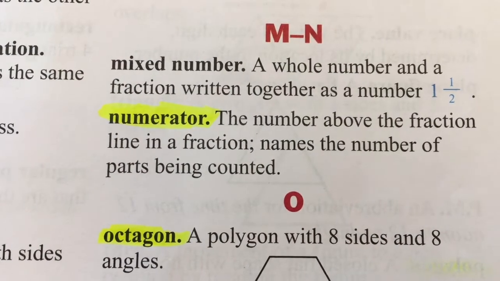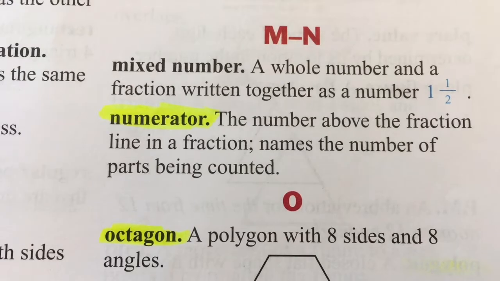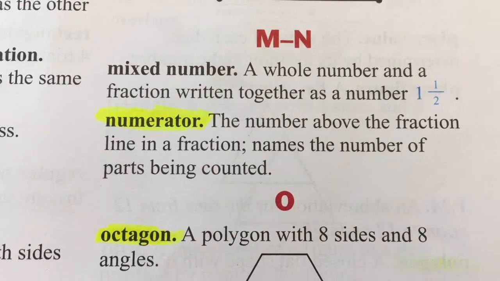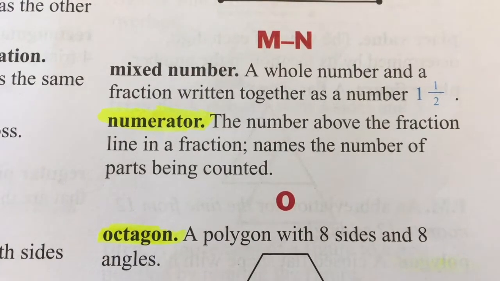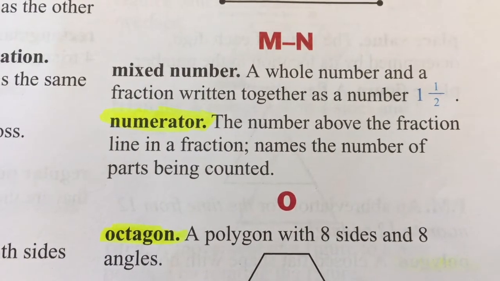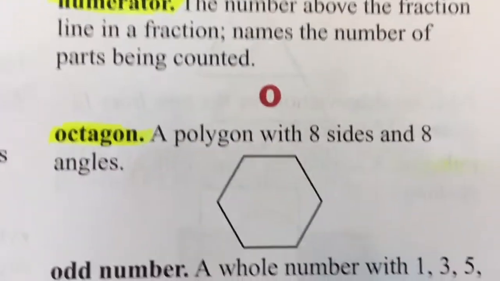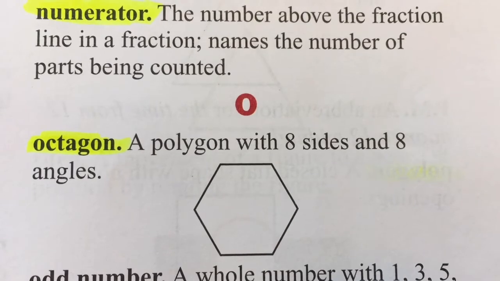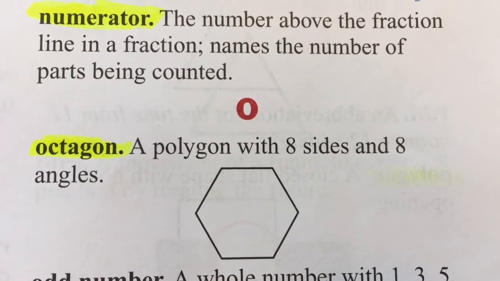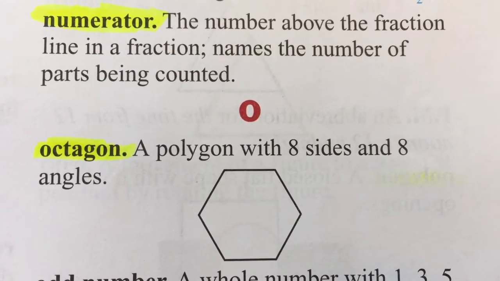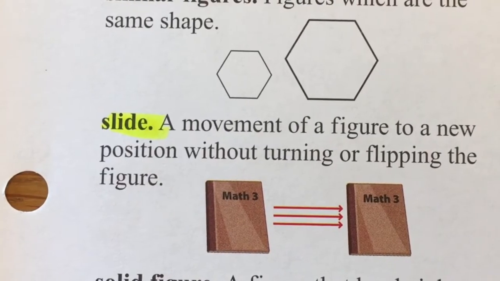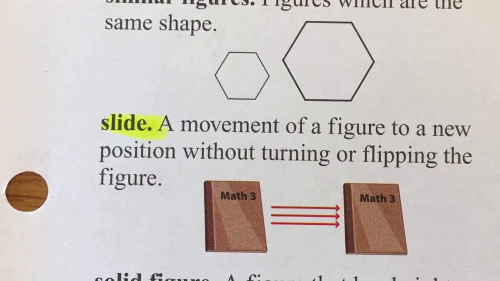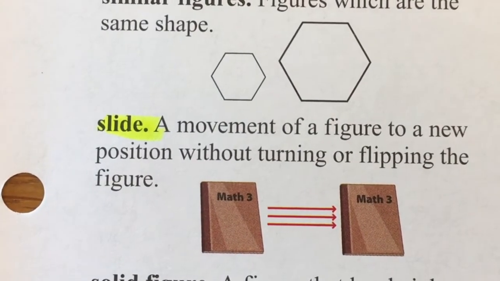Numerator, N-U-M-E-R-A-T-O-R, the number above the fraction line in a fraction names the number of parts being counted. Octagon, O-C-T-A-G-O-N, a polygon with 8 sides and 8 angles. Slide, a movement of a figure to a new position without turning or flipping the figure.